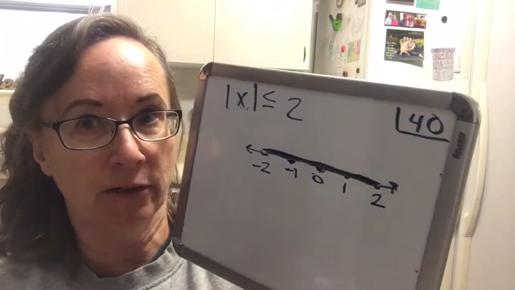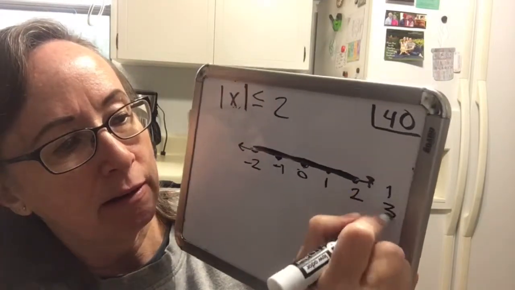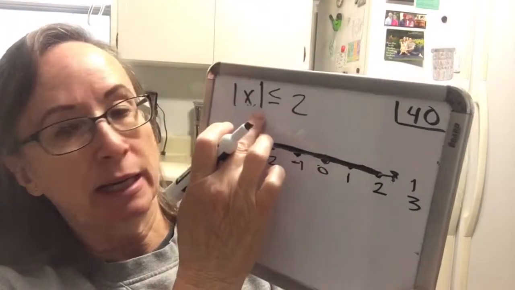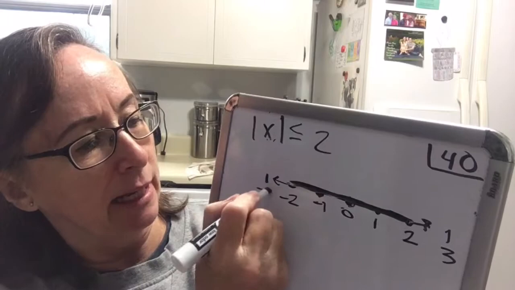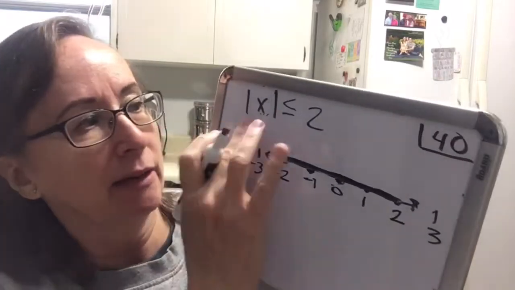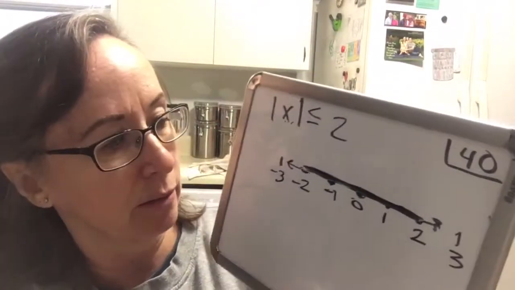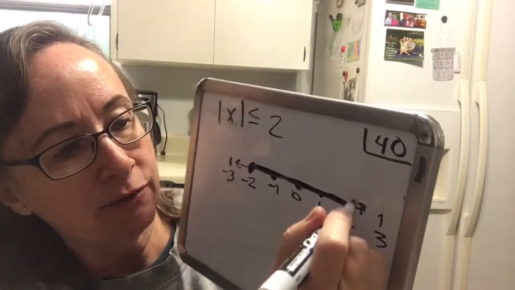Now see what happens: all of this in here, from 2 to negative 2, makes that inequality true. So then what happens if I go to 3? If I plug in a 3, then all of a sudden, 3 is not less than 2. If I plug in a negative 3, all of a sudden, negative 3 becomes a positive 3. Positive 3 is not less than or equal to 2. So my solution ends here at negative 2 and 2.